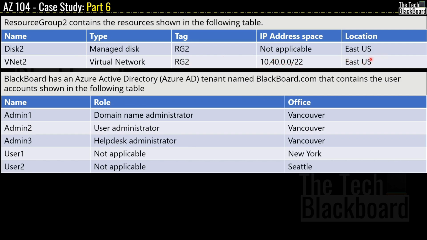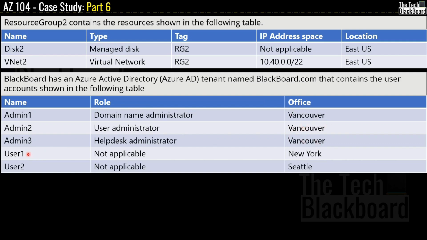Location is East US. Further, it says that Blackboard has an Azure Active Directory tenant named blackboard.com that contains the user accounts shown in the following table. Here we have users admin 1, admin 2, admin 3, and the role given for admin 1 is domain name administrator, whereas admin 2 is user administrator. The third one, admin 3, is help desk administrator. Location for all the admins is Vancouver.